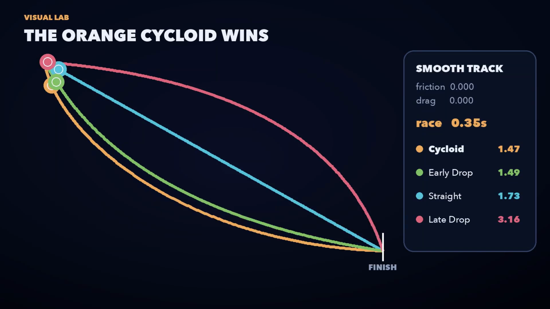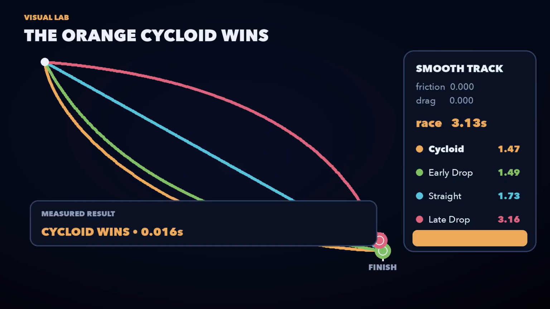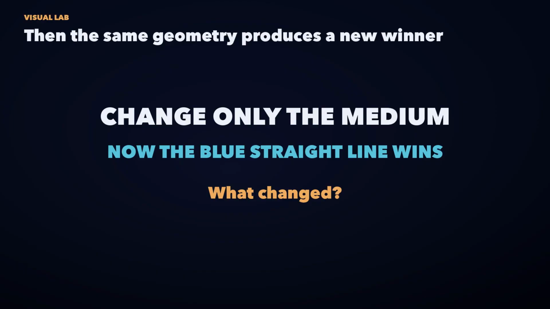The orange cycloid wins this race. But keep the tracks exactly where they are, change the medium around the beads, and the blue straight line wins instead. The shortest route starts as a loser and finishes as the champion. What changed?